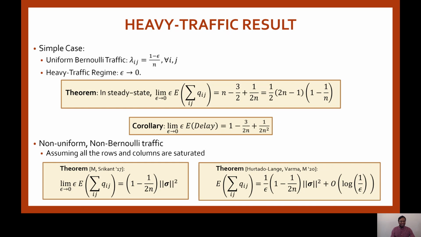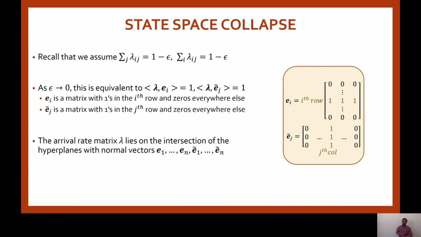OK, so that's the result. Let's now talk about the intuition behind the state space collapse. So remember, we are assuming that the total arrival rate to each row is 1 minus epsilon. The total arrival rate to each column is 1 minus epsilon. There are 2n equations here, one for each row, one for each column. I can write these 2n equations in this form using dot product notation. As epsilon goes to 0, the right hand side is simply 1.